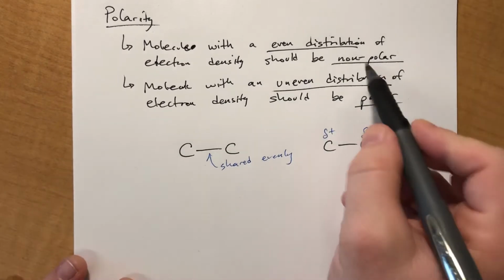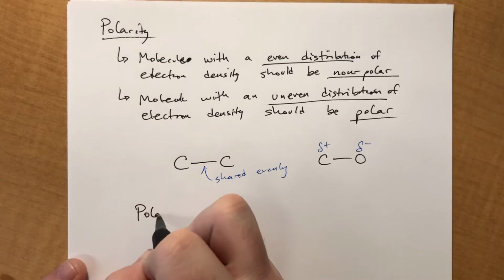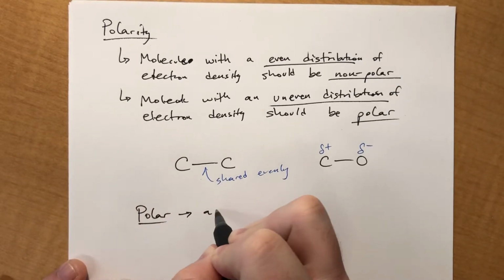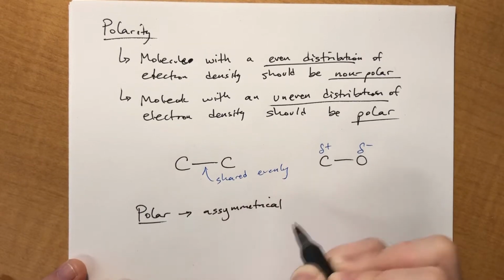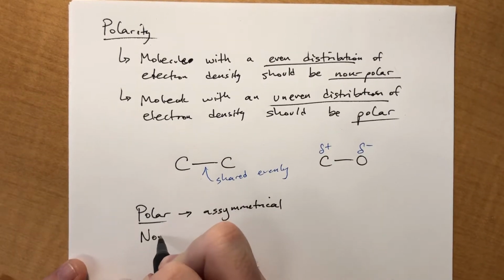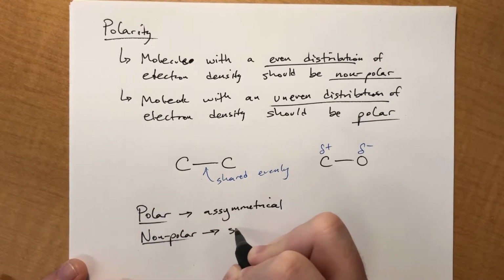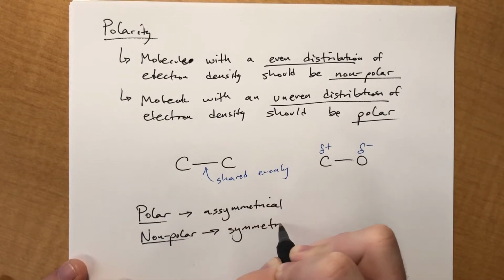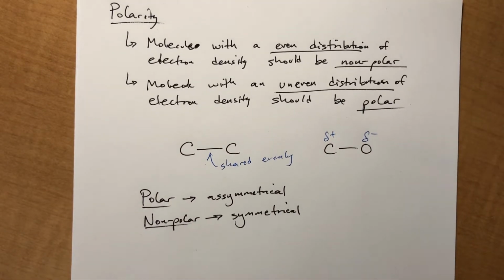So this is one way to think through it. This is probably the most technical definition. Polar basically means asymmetrical, and non-polar means that it's completely symmetrical. So, the distribution of electrons. Let's just look at a couple examples and I'll try to show you what I mean by this. And then I'll try to explain why we care about this here in a little bit.